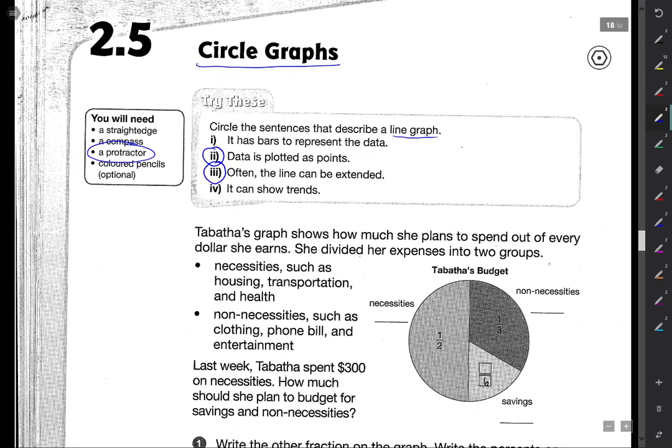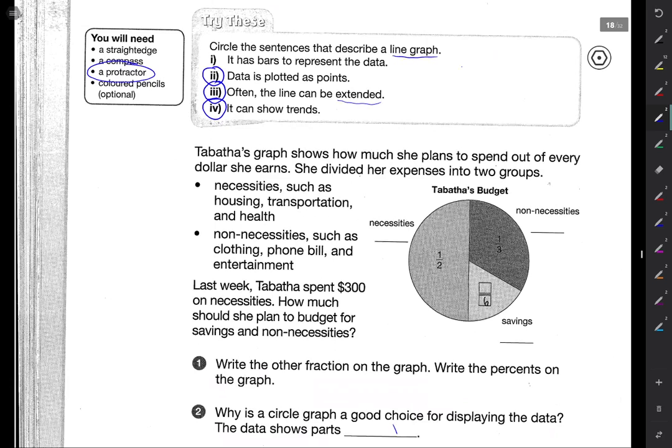We looked into that in multiple of the examples to help us extrapolate or interpolate data that we didn't have in our data set originally. So we could often see a trend happening, which actually allows us to circle this fourth one here. And if we could recognize a trend in the line graph, it would easily allow us to extend the line and get some more data from that. But now let's look at circle graphs.